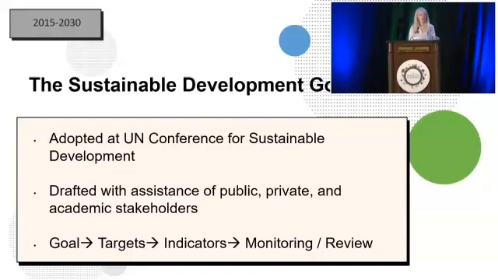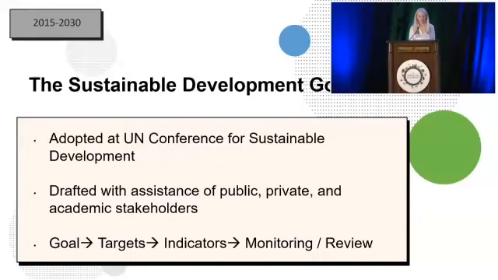So one target is by 2030, eradicate extreme poverty for all people everywhere, currently measured as people living on less than $1.25 a day. The indicator that we've reached that target would be looking at the proportion of the population living below the international poverty line by sex, age, employment status, and geographic location. Another target under that first SDG is by 2030, reduce at least by half the proportion of men, women, and children of all ages living in poverty in all its dimensions according to national definitions.